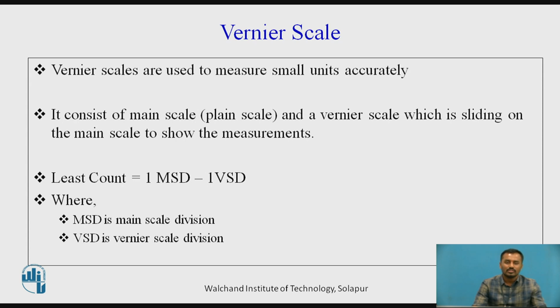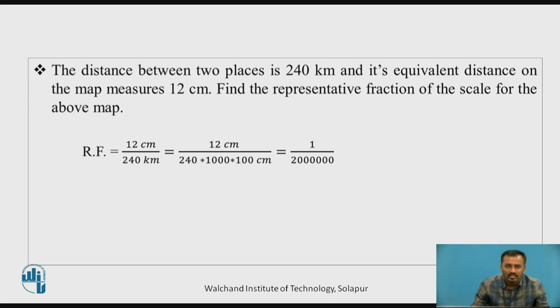One example on the representative fraction is given here. The distance between two places is 240 km and its equivalent distance on the map is measured as 12 cm. The representative fraction for the scale of the above map is given by the formula that I discussed initially, which is applicable here. The numerator is the drawing dimension and the denominator is the actual dimension. The scale is around 1 upon 20 lakhs. This is the scale of that particular map.